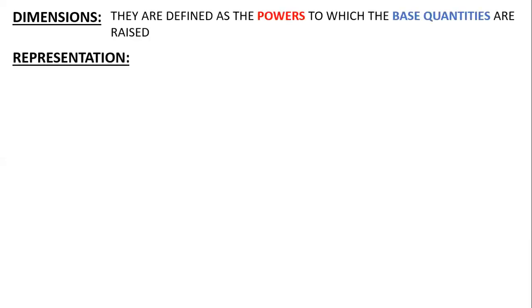So what are they exactly going to define? They are just going to define the occurrence of a base quantity in the formation of a derived quantity. In other words, we can also say that they define the powers to which the base quantities are raised in forming a particular quantity. They will be represented in the form of M power x, L power y, T power z. So this shows how many times a particular base quantity is being used in a certain quantity, whether it is a derived quantity or a base quantity.